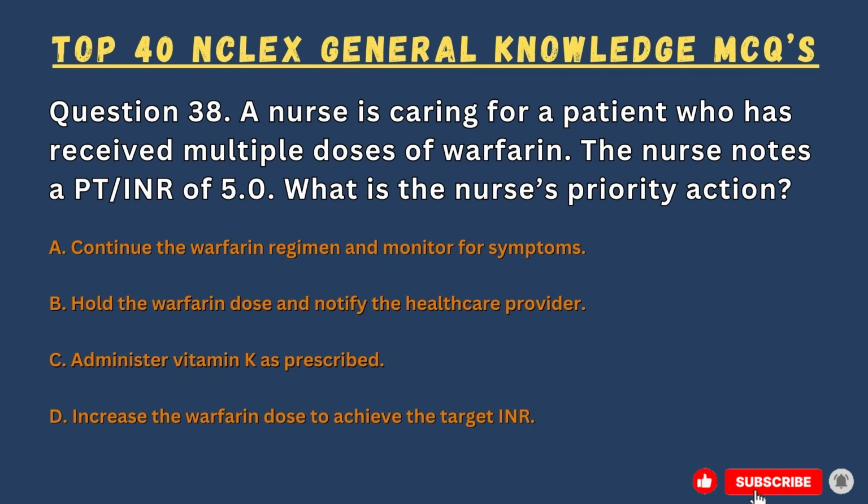Question 38. A nurse is caring for a patient who has received multiple doses of warfarin. The nurse notes a PT/INR of 5.0. What is the nurse's priority action? A. Continue the warfarin regimen and monitor for symptoms. B. Hold the warfarin dose and notify the healthcare provider. C. Administer vitamin K as prescribed. D. Increase the warfarin dose to achieve the target INR.